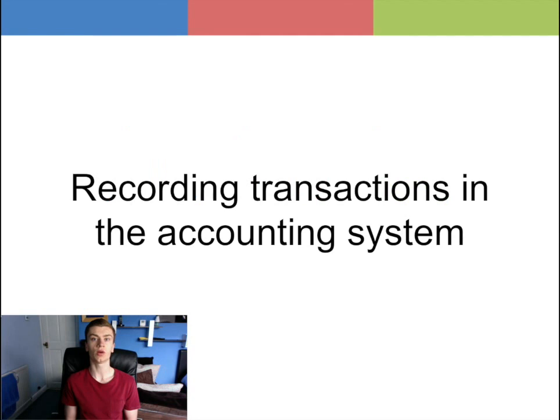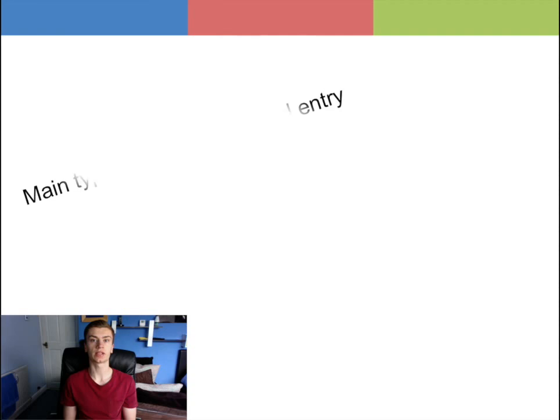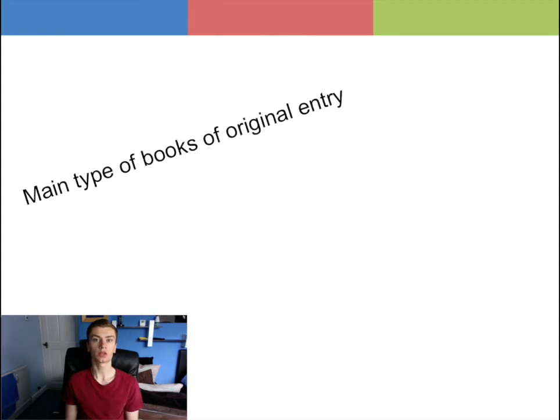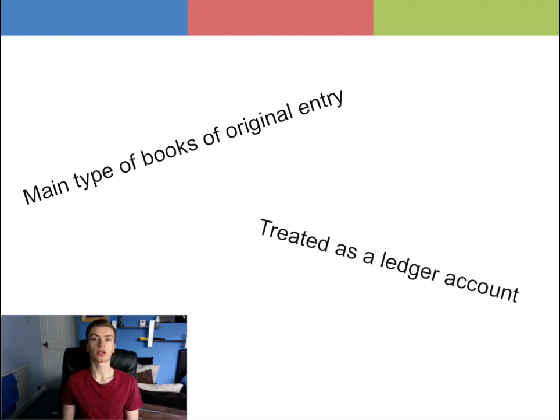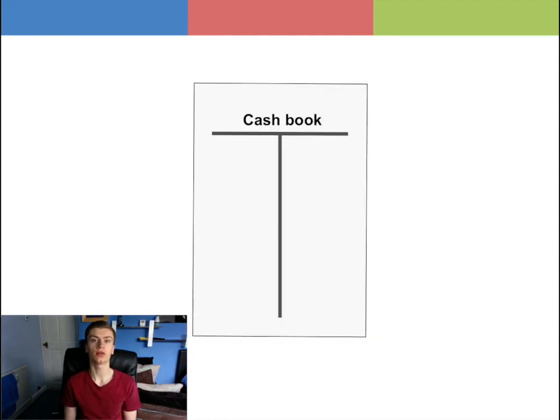Referring to the video on recording transactions in the accounting system, all the cash transactions of an entity are recorded originally in the cash book. The cash book is a main type of the books of original entry. However, the cash book, unlike the other books of original entry, is treated as a ledger account. Therefore, like a ledger account, the cash book will have a debit and credit side.